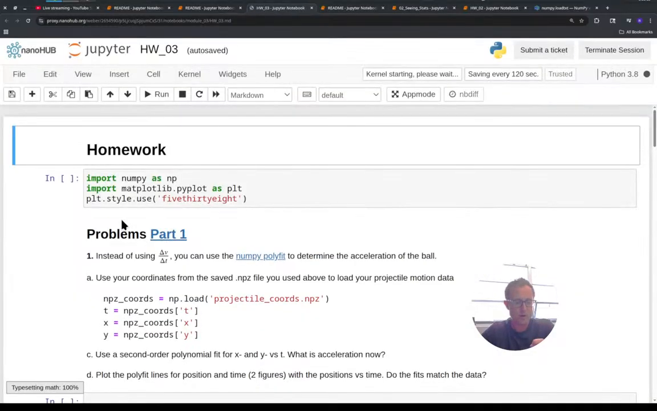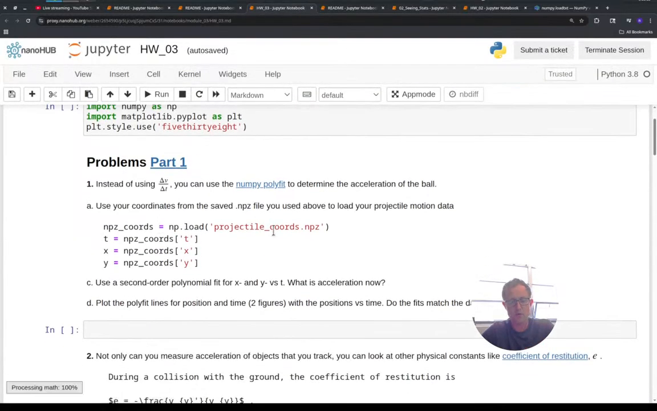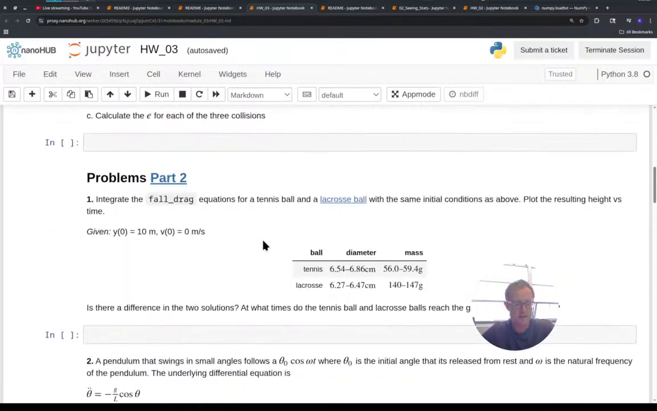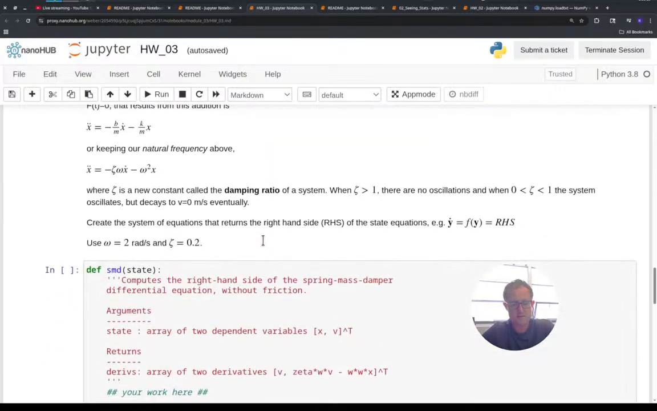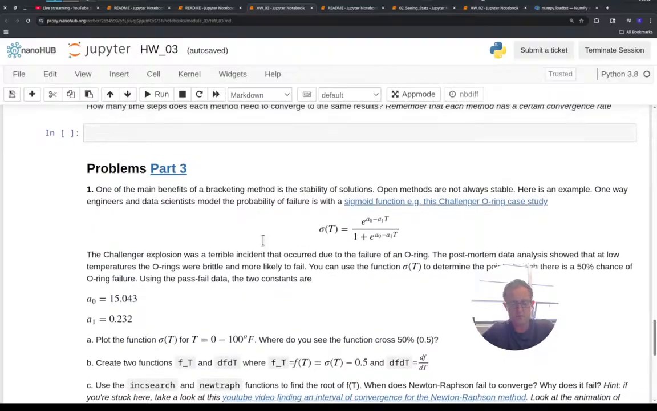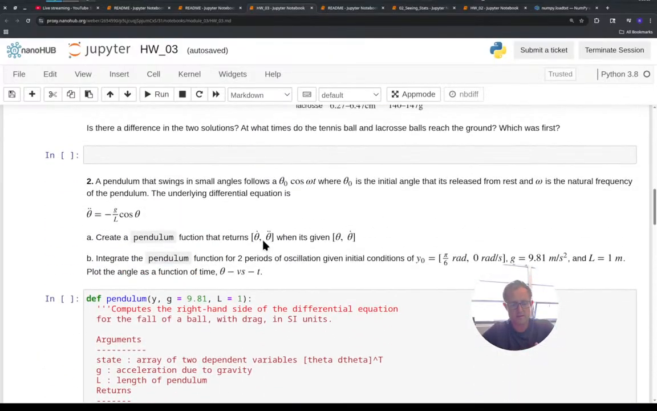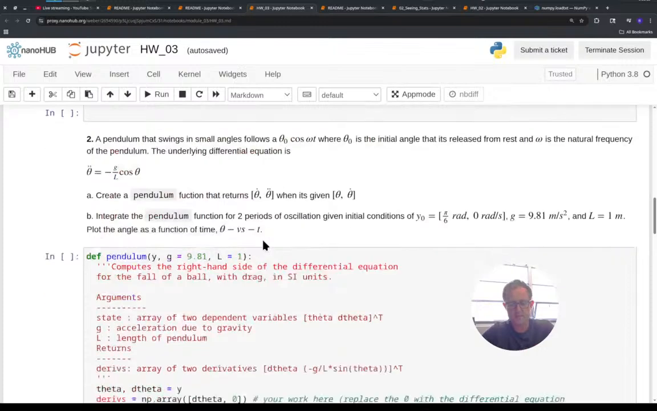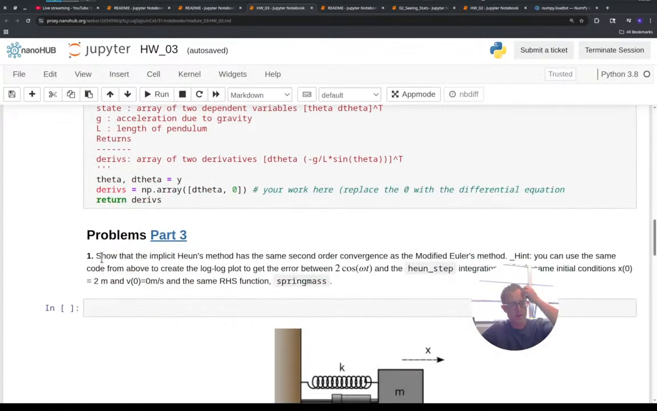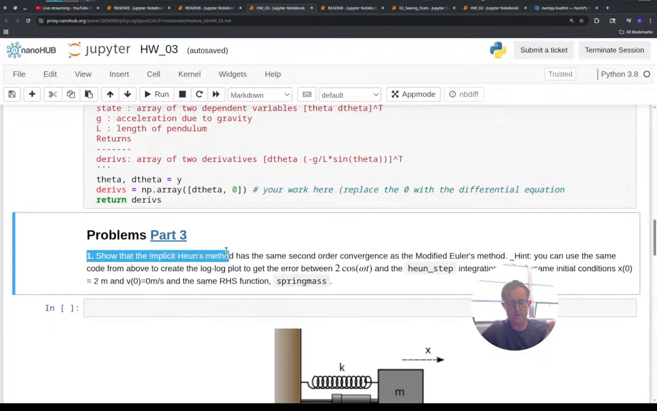So some places where I thought we could use a little more work. Your polynomial fitting, I noticed people doing polyfits even in this, where, is it? Oh my God, I'm losing my mind here. Even in this question, where I asked you to show that implicit Heun's method has a second order convergence, people were using polyfit to actually find the convergence rate.